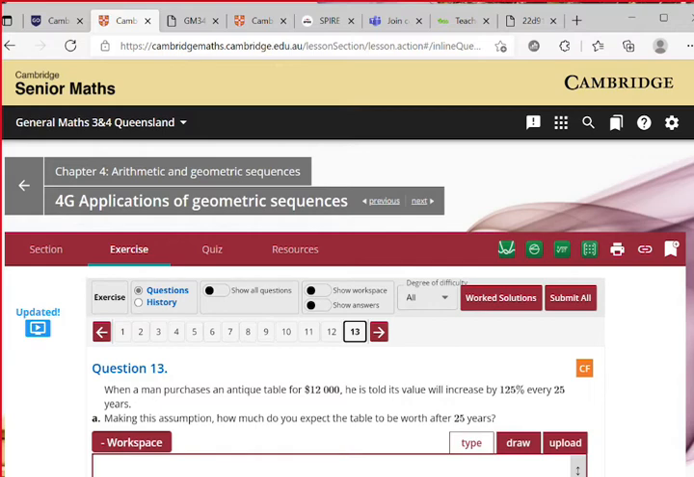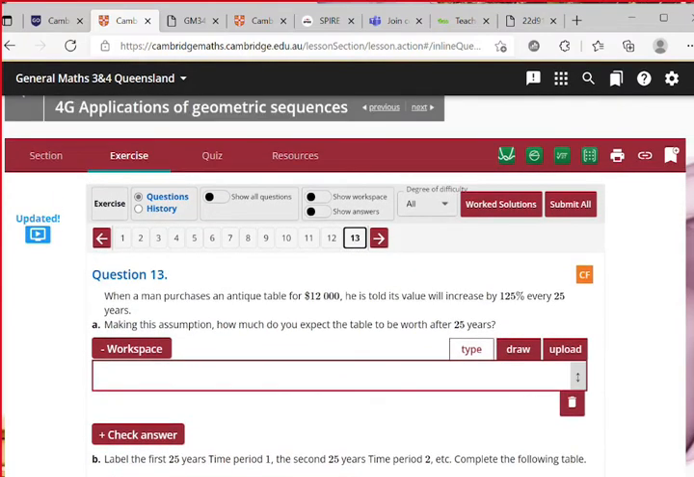Okay? In this one, a man purchases an antique table for $12,000, and he's told its value will increase by 125% every 25 years. Normally, when we're talking about increasing in value, that n is usually 1 year, but in this case, it's every 25 years. So if you look at this particular problem, we're going to build a formula for this.